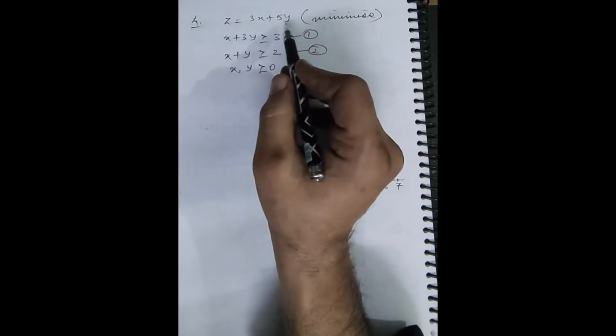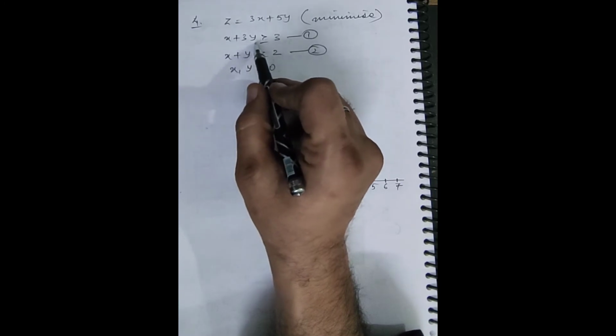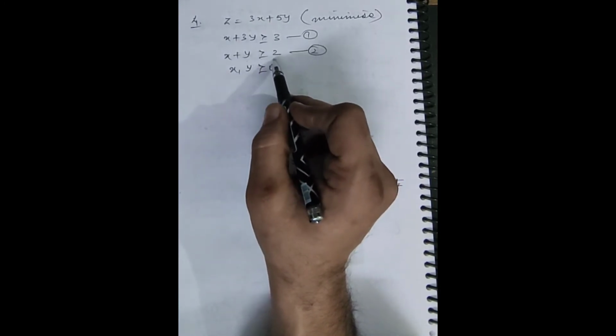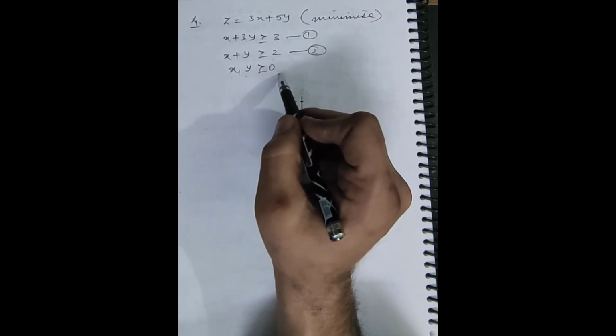Next, question number 4. From the same exercise, we are given the objective function z as 3x plus 5y, with the constraints x plus 3y greater than or equal to 3, x plus y greater than or equal to 2, and x and y greater than or equal to 0. Again we have to plot in the first quadrant.